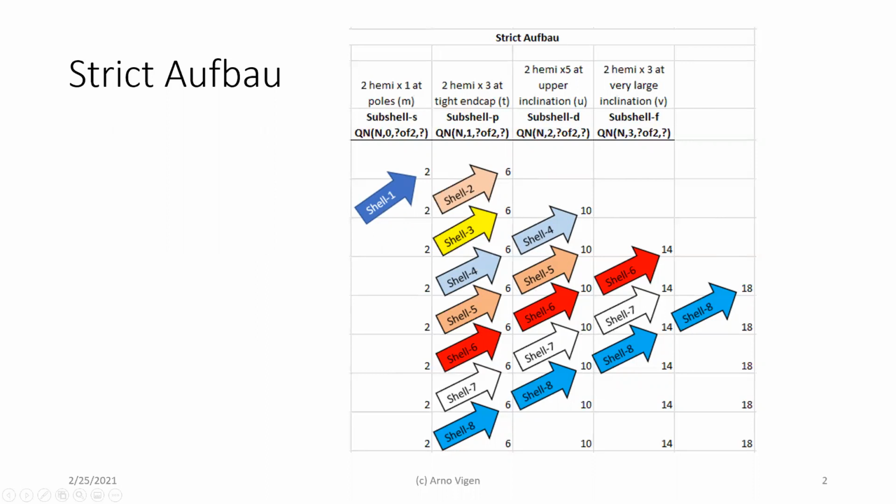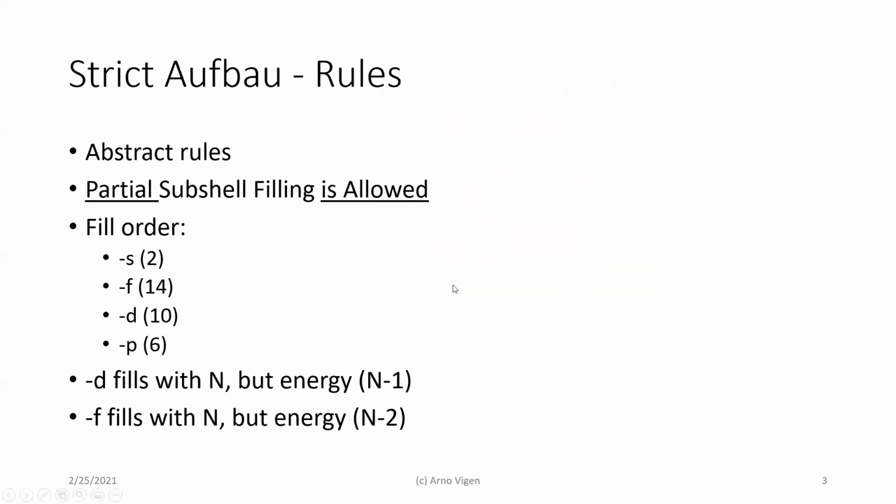Now this is very abstract, and it has its rules. First, partial subshell filling is allowed. Second, there is that fill order I described. The first is the 2-electron subshell S. Then it goes to the 14-electron subshell F. Then the 10-electron subshell D, and then the 6-electron subshell P last. So this order is very strange.